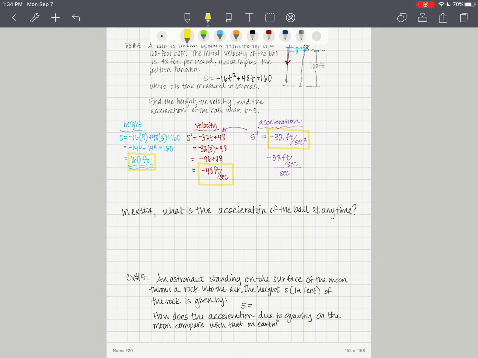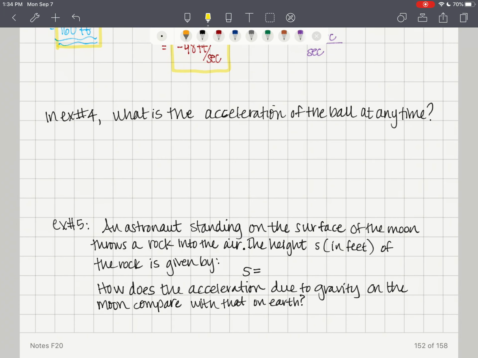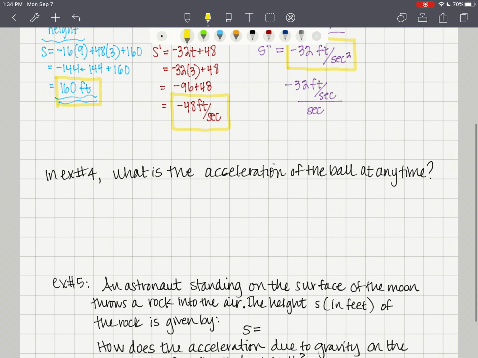So what's the acceleration of the ball at any time? Hopefully, you know what color I'm going to pick. I'm picking purple, because it is always going to be negative 32 feet per second squared.